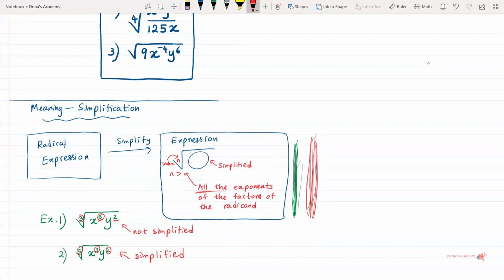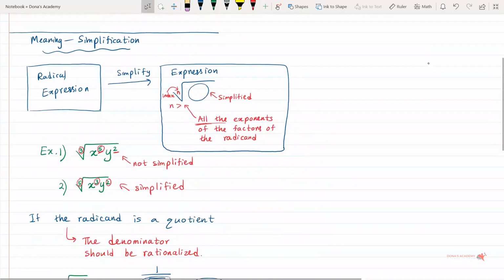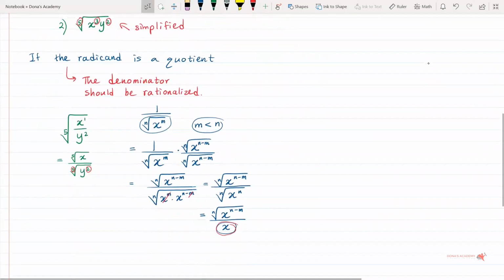Okay. So I think we talked about a lot of things about the meaning and the special case where the radicand is a quotient, and you know how to simplify. There is another condition: the denominator should be rationalized, and when it comes to a number, you have to think about the prime factors. So let's directly go to some examples now.